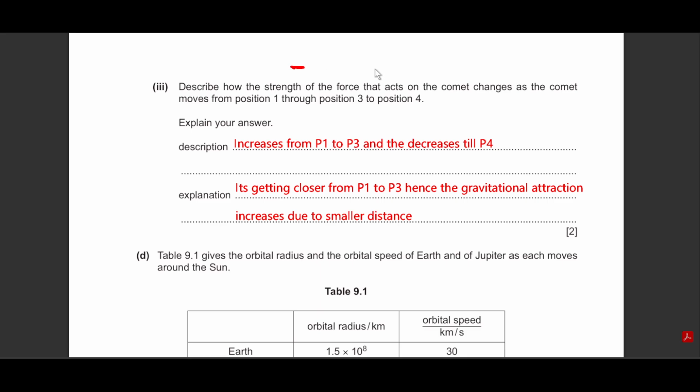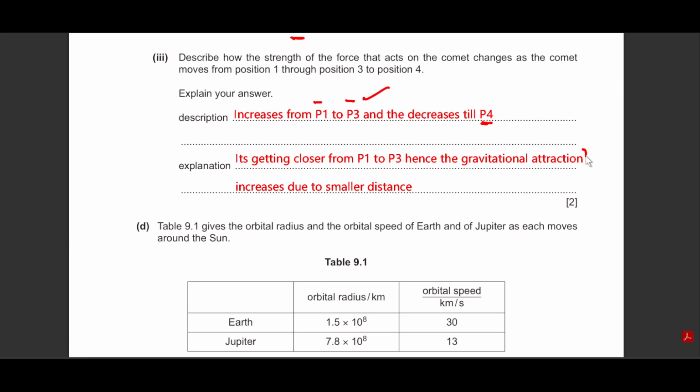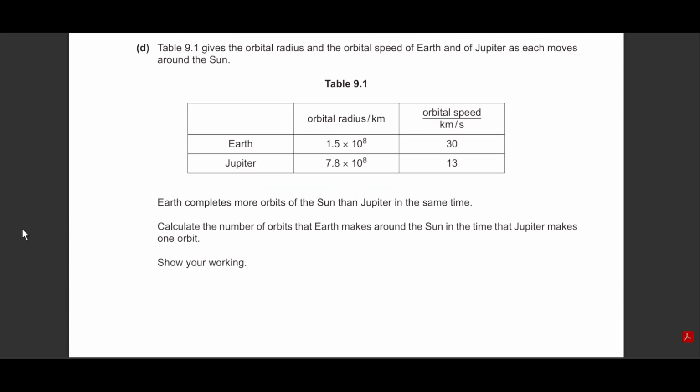Describe how the strength of the force changes, as mentioned earlier, it is asking about the same question. It increases from point 1 to point 3 because it's coming closer. The gravitational field strength becomes stronger and stronger. But as it moves away from P3, its distance is increasing, so the centripetal force due to gravitational attraction will also decrease. So I've given the same explanation here. You can read this. Part D proved to be a bit difficult for students sometimes to figure out.